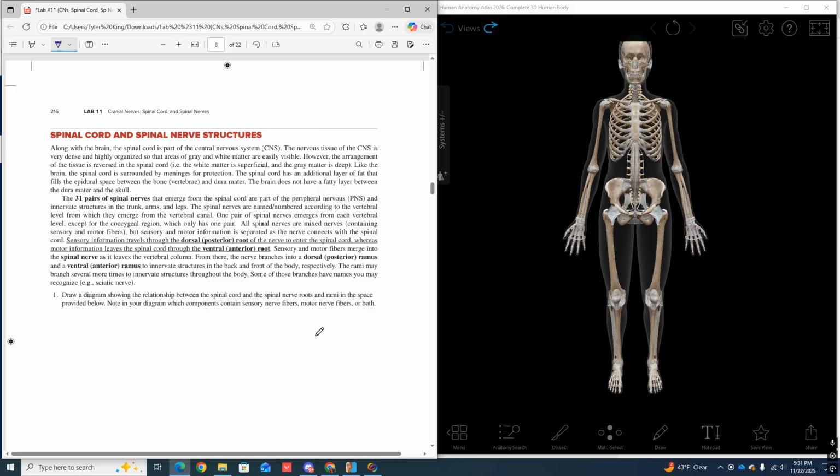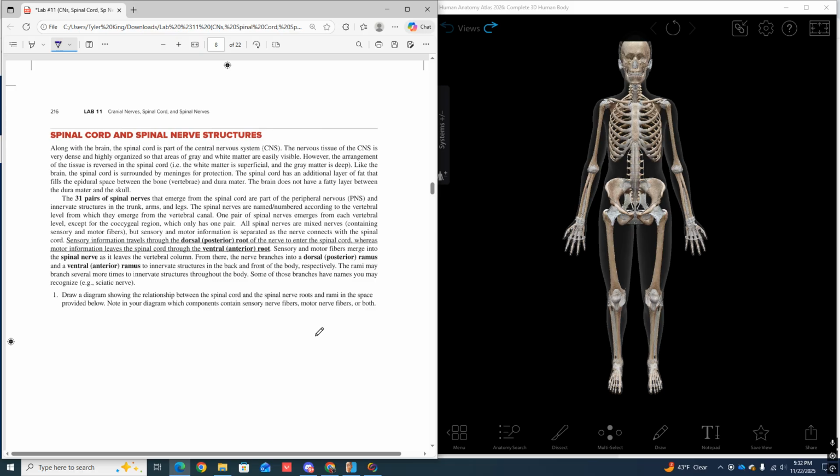There are 31 pairs of spinal nerves that emerge from the spinal cord and are part of the PNS. Okay, so if it's any nerve, it's a part of the peripheral nervous system. And they innervate the structures in the trunk, in the arms, and the legs. The spinal nerves are named and numbered according to the vertebral level from which they emerge. One pair of spinal nerves emerges from each vertebral level, except for the coccygeal region, which only has one pair. Okay, totally realistic.